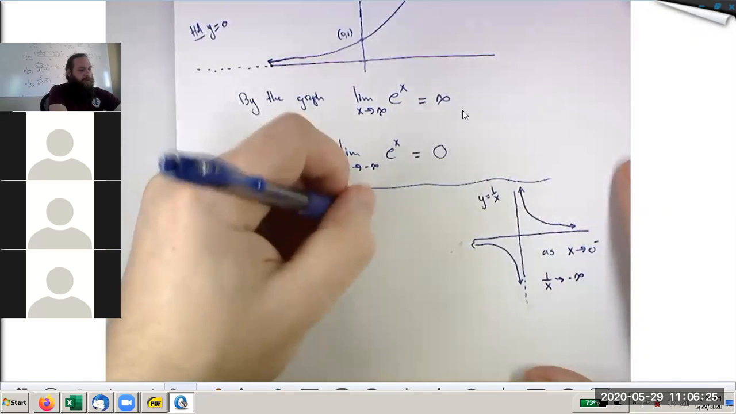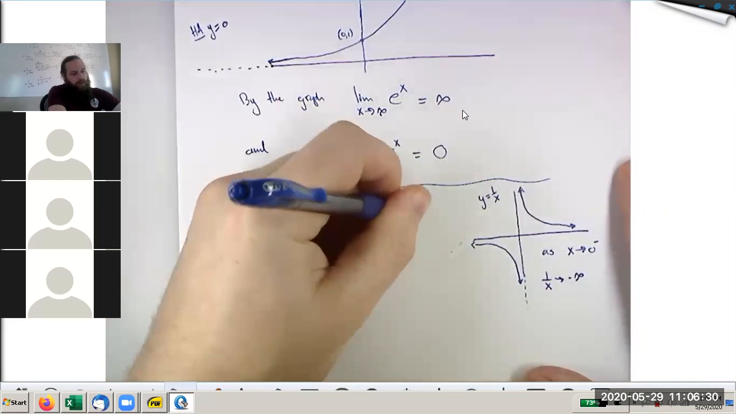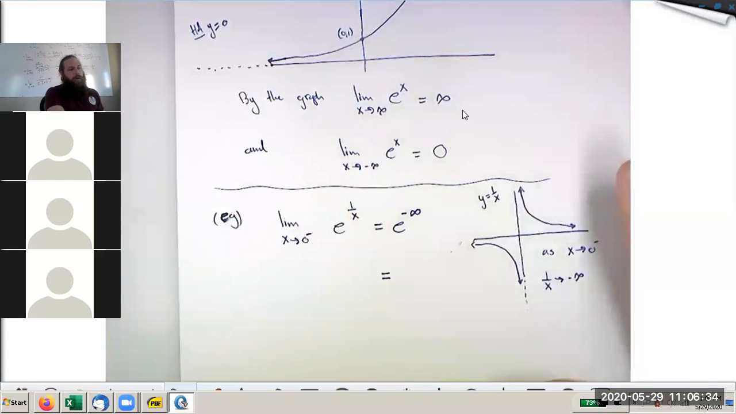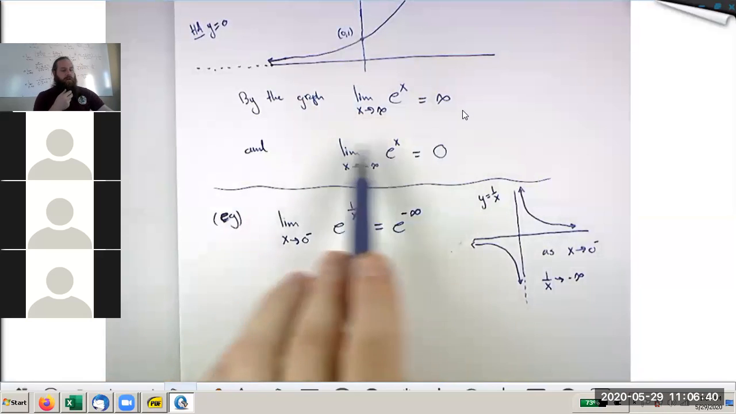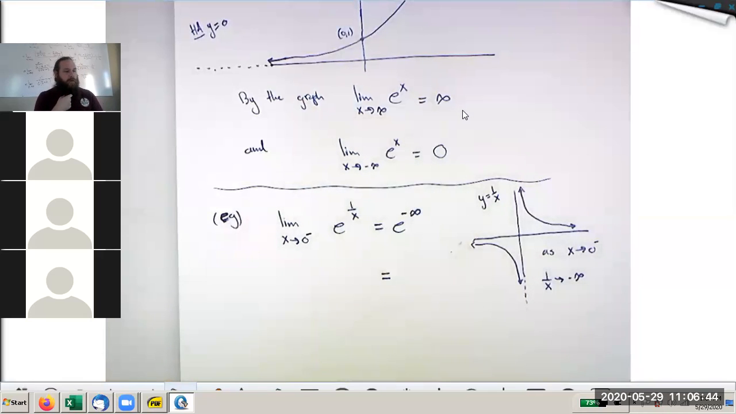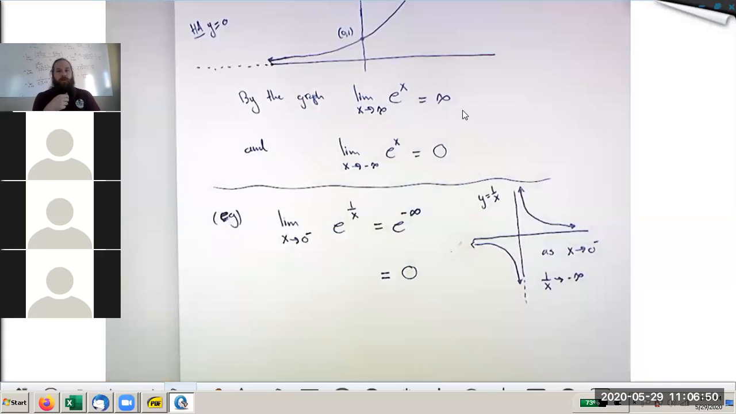So what is this limit really? It's e to the negative infinity. But what is e to the negative infinity? Well, according to this thing we just did, the limit as x goes to negative infinity of e to the x is 0. This is the same as saying e to the negative infinity is 0. So this is 0.